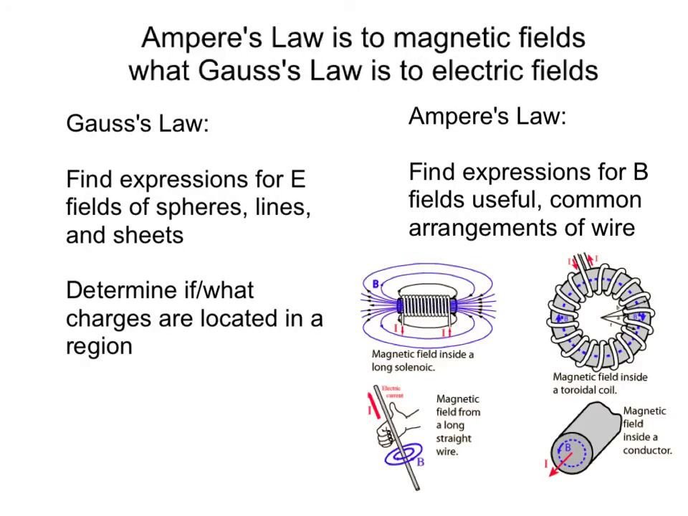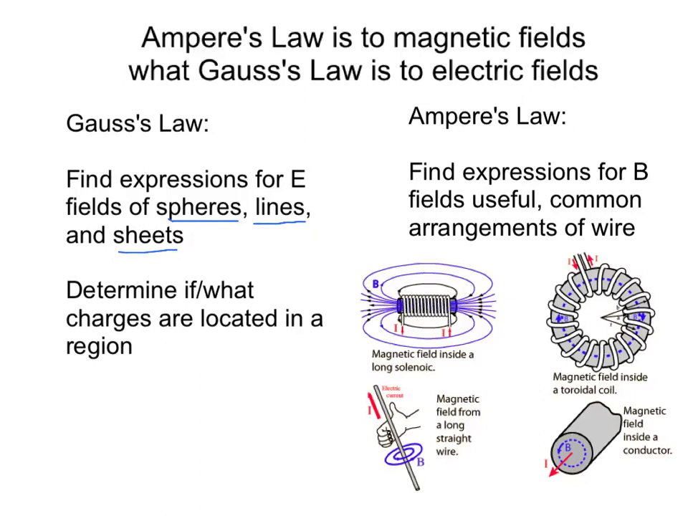One way to describe what Ampere's Law is and what it does is to compare it to something that we did with electrostatics, and that is Gauss's Law. I describe Gauss's Law as a nice shortcut for finding electric field expressions for pretty common arrangements such as spheres and point charges, long lines of charge, and then sheets or plates of charge. We were also able to use Gauss's Law to kind of work backwards, and that is if we knew what kind of electric field we have, then we could figure out whether we had charges in a particular location.